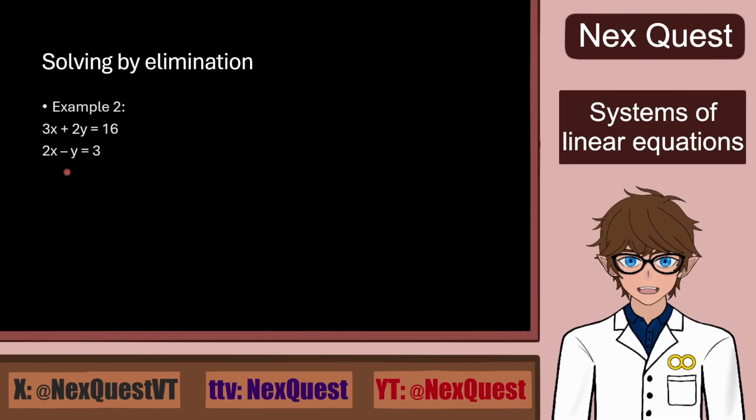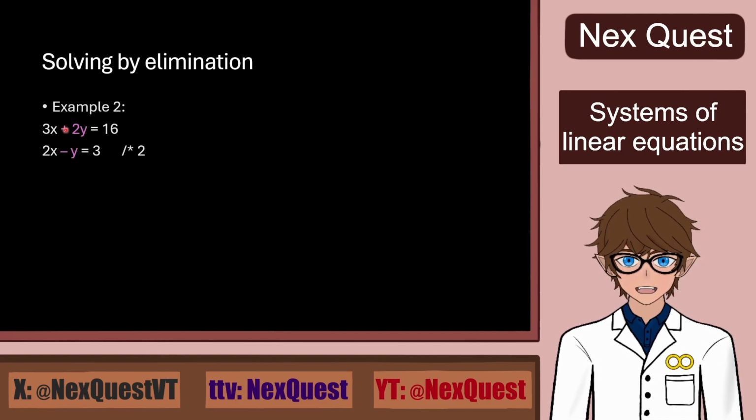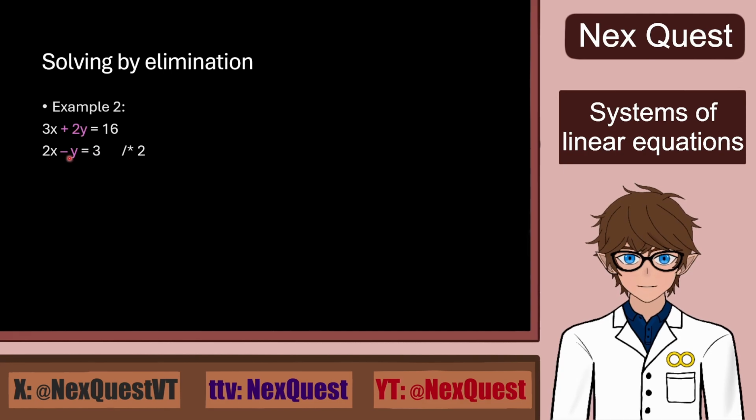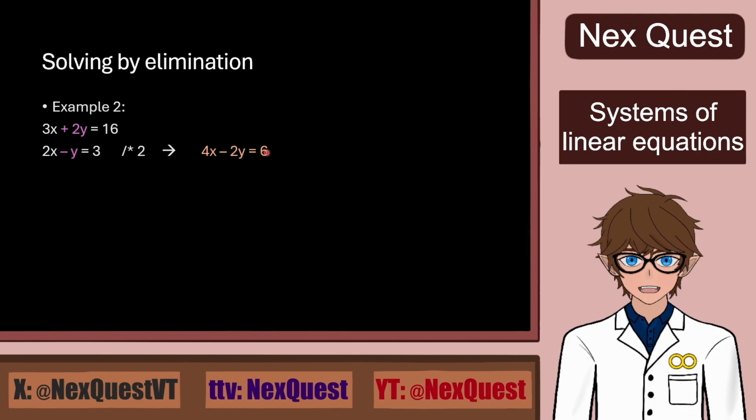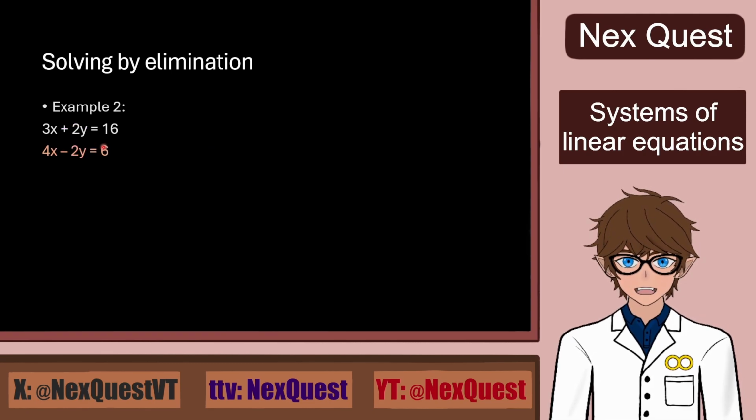After the example number 2, here we have 2 equations, and we see that the y could be cancelled out with relative ease, but we have to multiply it by 2 first, because we can't just cancel out y's if one is greater than the other. The second equation gives us 4x minus 2y is 6. We put it here just so it's easier to compare.